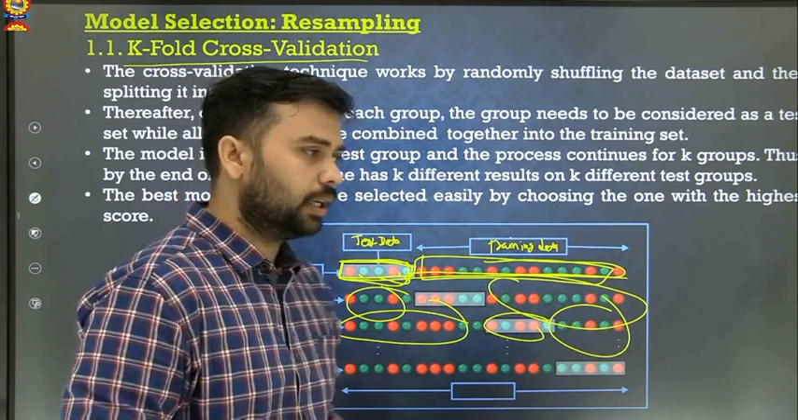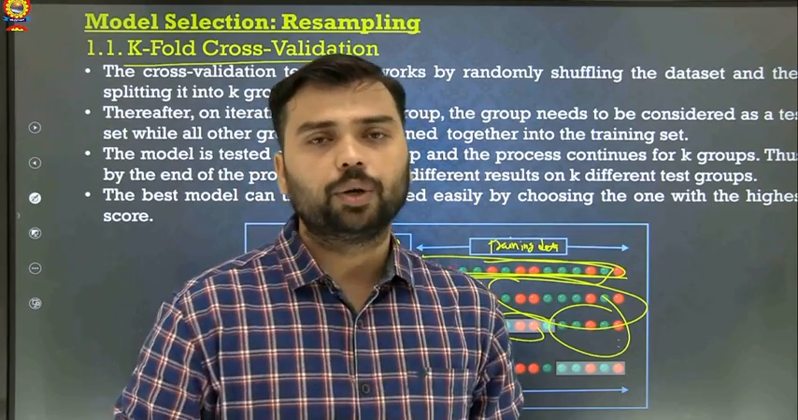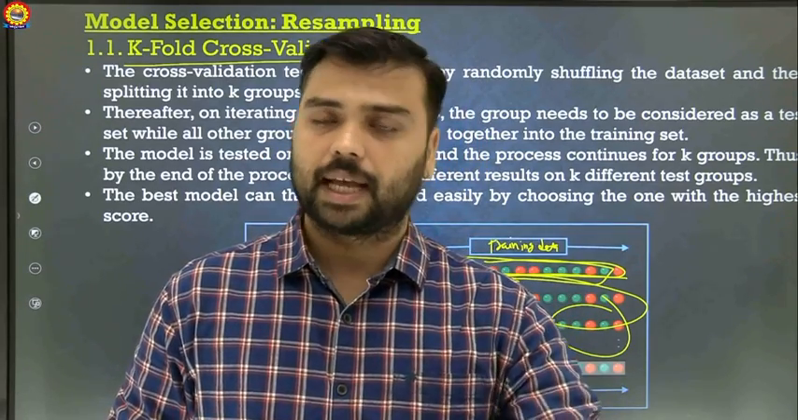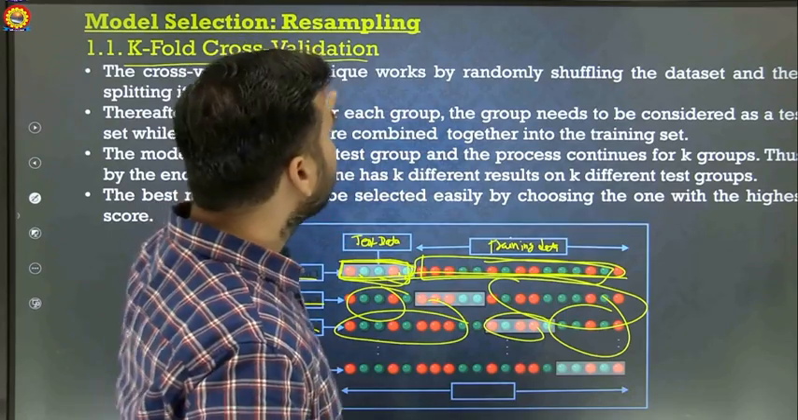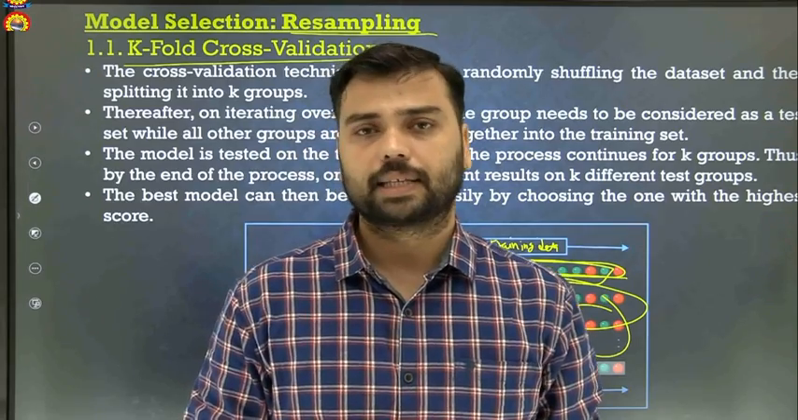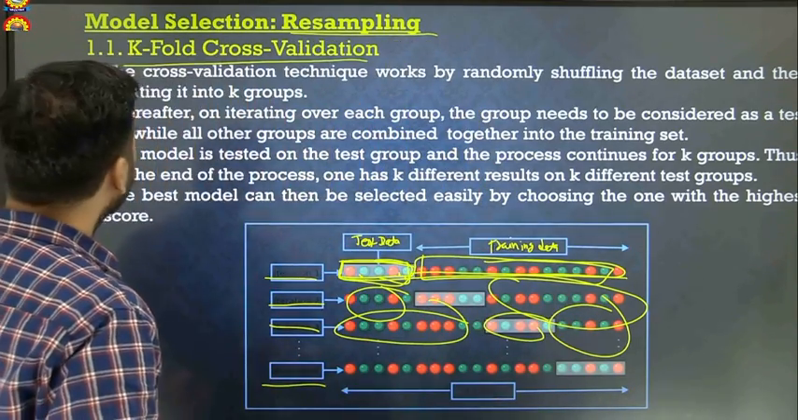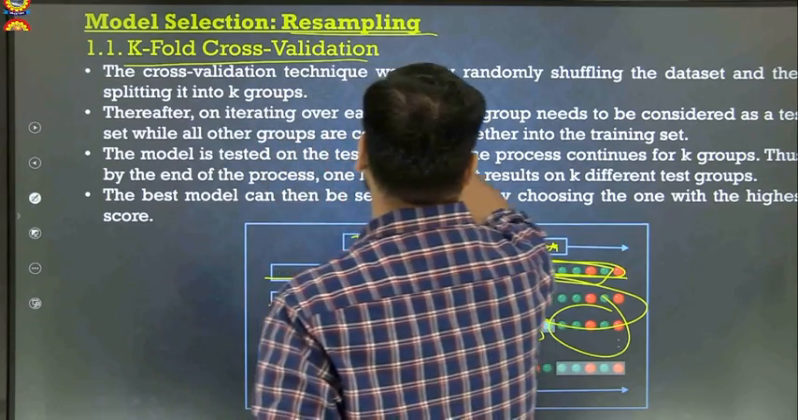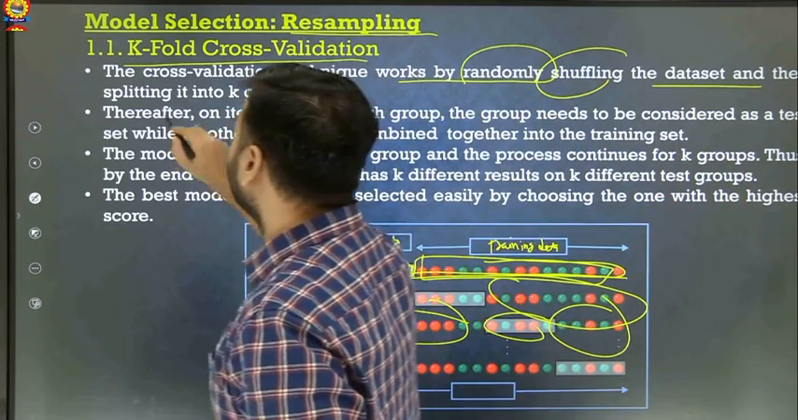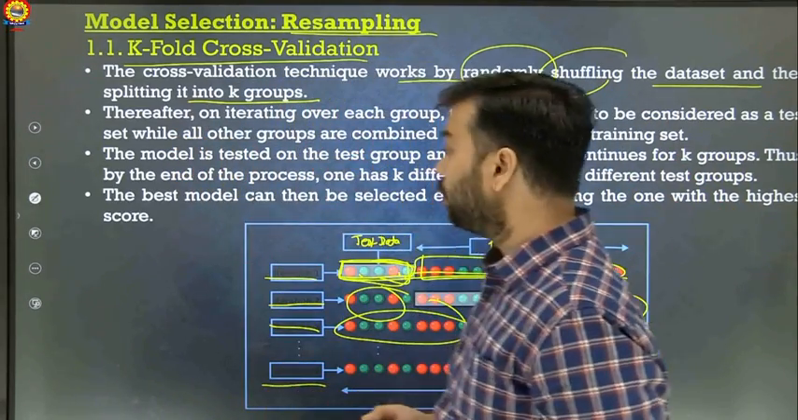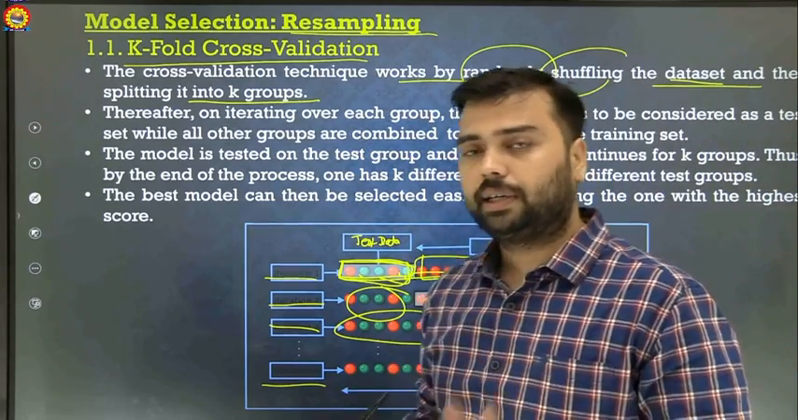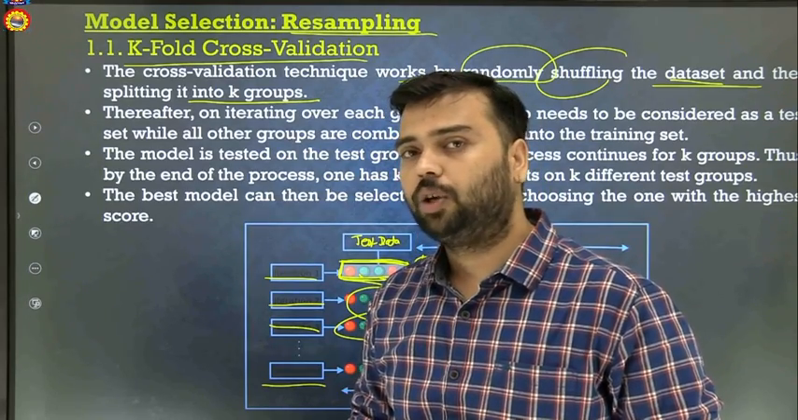So in the k-fold cross validation method, we iteratively resample. Resample means we change the sample for the test as well as the validation. That's why it comes under resampling. Resampling means the sample is changing. That's why it is known as the resampling method. So let's read out the concept. The cross validation technique works by randomly shuffling the data set and splitting it into k groups. So we are splitting the data into k groups and randomly shuffling the data set. It means we change the values of the test data and the training data.